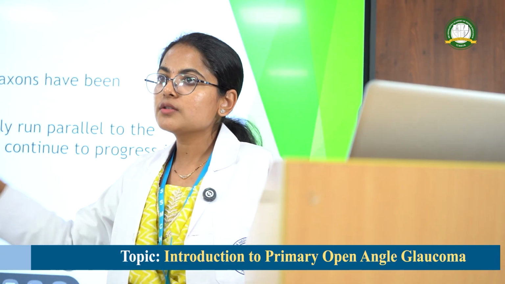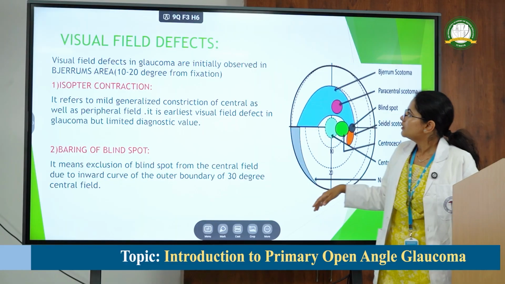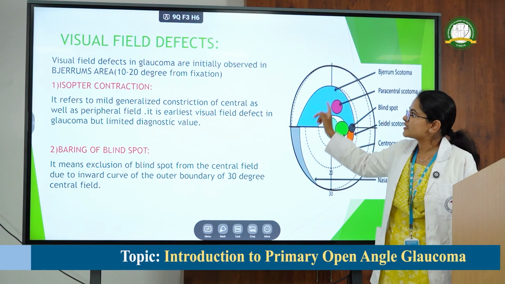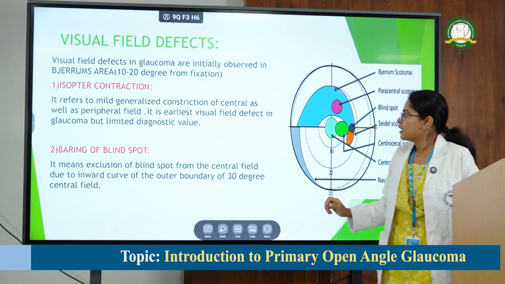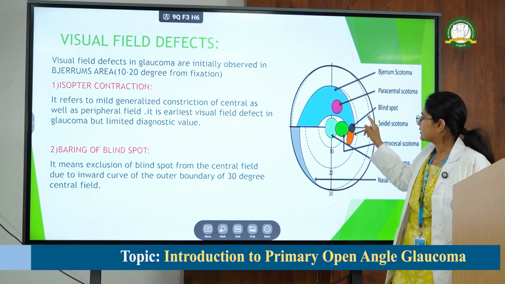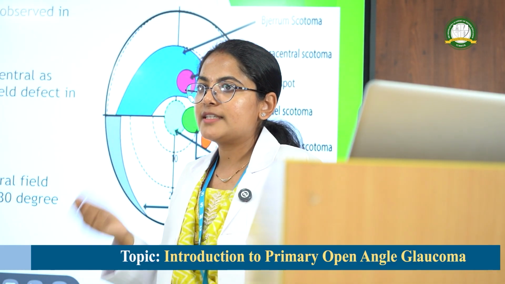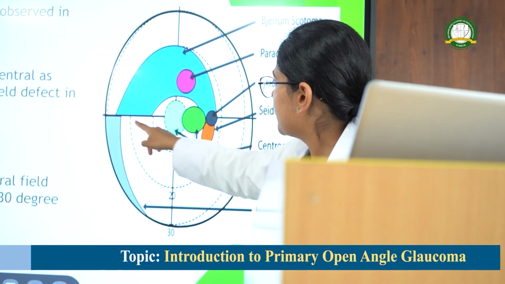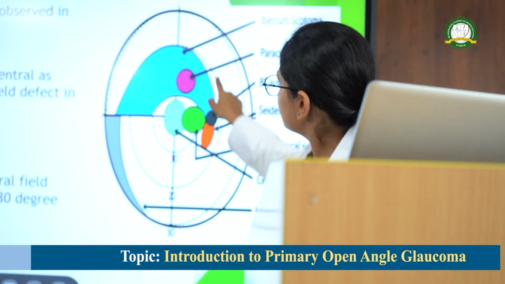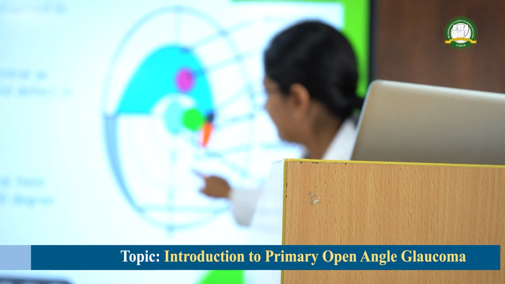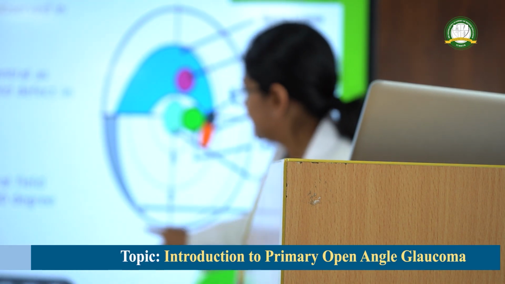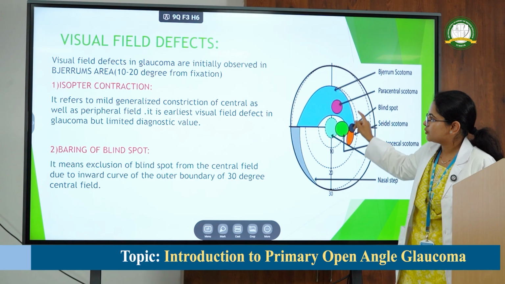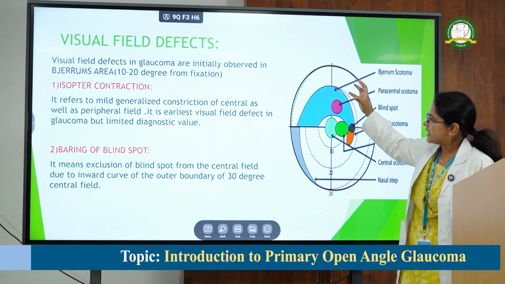Generally it follows the horizontal meridian. So, visual field defects. The first visual field defect we see is isopter contraction. What is happening in isopter contraction? First, what is an isopter? Isopters are lines present in the same area of the visual field. Every 10 degrees there is a line present in the visual field. So these are called isopters. What will happen? The isopter will constrict from the peripheral field.